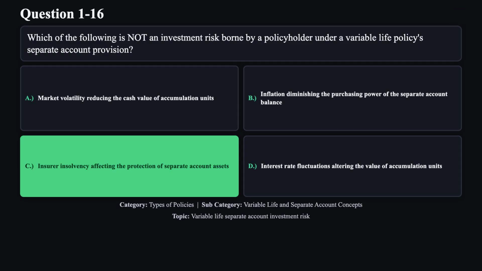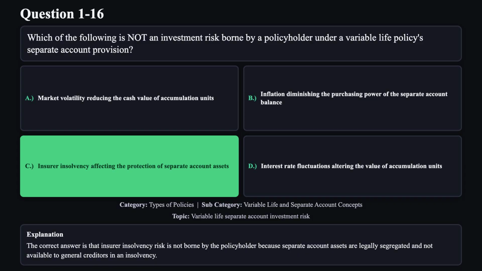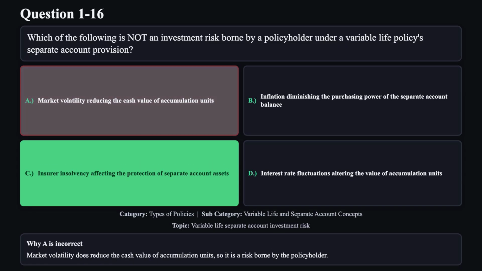The correct answer is C. The correct answer is that insurer insolvency risk is not borne by the policyholder because separate account assets are legally segregated and not available to general creditors in an insolvency. Reason A is not correct. Market volatility does reduce the cash value of accumulation units, so it is a risk borne by the policyholder.